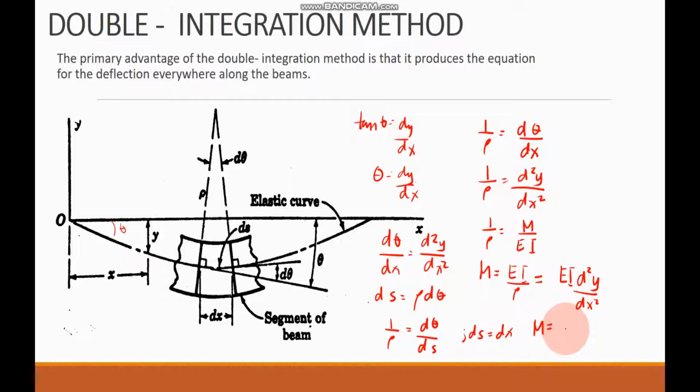So it is equal to the modulus of elasticity multiplied by the moment of inertia multiplied by the second derivative of y with respect to x. So this is now the differential equation of the elastic curve of the beam. So again, EI, or the product of EI, is also known as the flexural rigidity of the beam, and it is usually constant along the entire length. So the value of EI depends on the material of the beam.